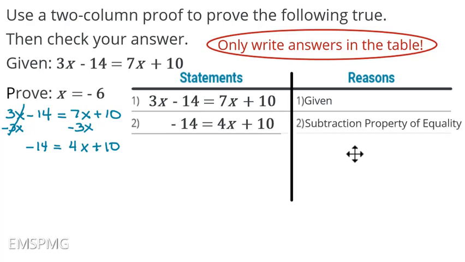How did I know the reason? What was the reason that I went from step 1 to step 2? The reason is because I subtracted 3x to both sides. That is called the subtraction property of equality. We're saying of equality because there is an equal sign in the equation. So that's exactly how this is going to play out. Let's see if you can figure out what you're going to do next.